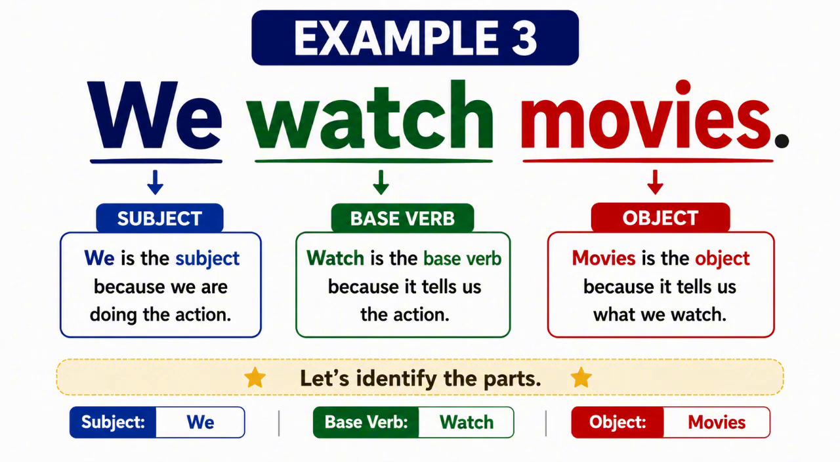Let's see one more example. Example number 3. We watch movies. Here we is the subject because we are doing the action. Watch is the base verb because it tells us the action. Movies is the object because it tells us what we watch. Subject we, base verb watch, object movies.